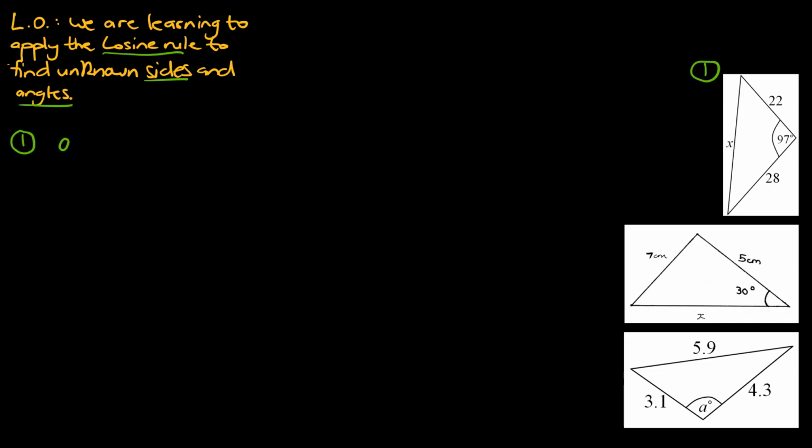And we're going to be dealing with a squared will be equal to b squared plus c squared minus 2bc times cos A.